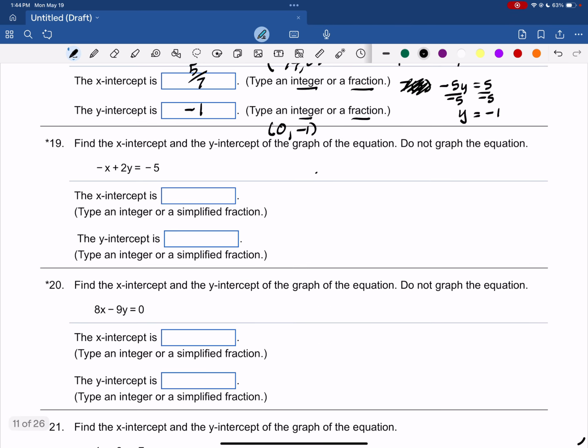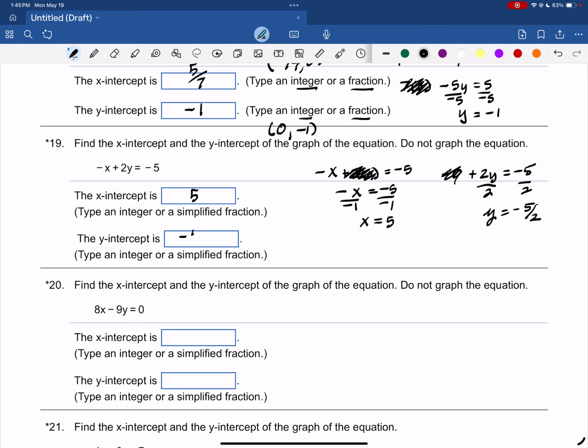Number 19, negative x plus 2 times 0 is negative 5. So that's 0. Negative x is negative 5. Divide by negative 1. X is 5. For the y-intercept, negative 0 plus 2y equals negative 5. That's gone. Divide by 2. Y is negative 5 halves. And you could write the ordered pairs like we did above for the others, if they ask for it.